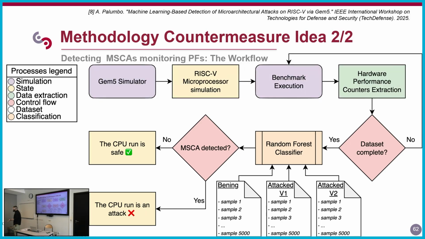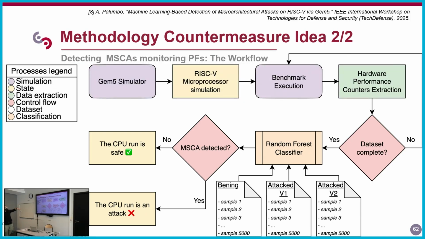And Gem5 is pretty useful because after every run, it dumps more than 1,500 features, depending on the version. It's not feasible in practice, since there is no microprocessor that gives access to so many performance counters, but it could be useful to understand which features are most important to monitor for detecting those attacks.